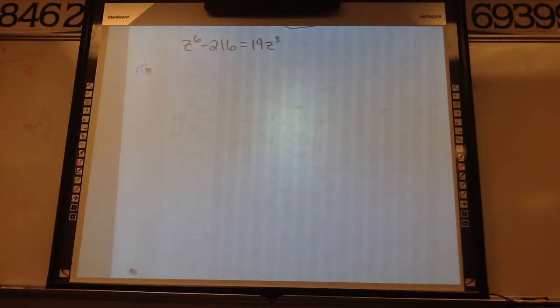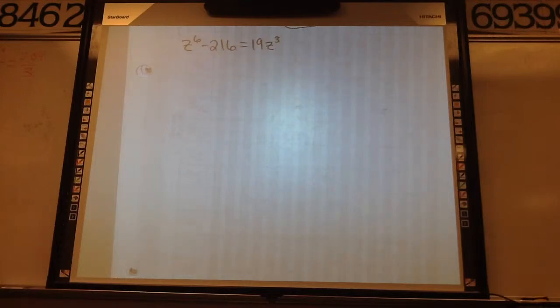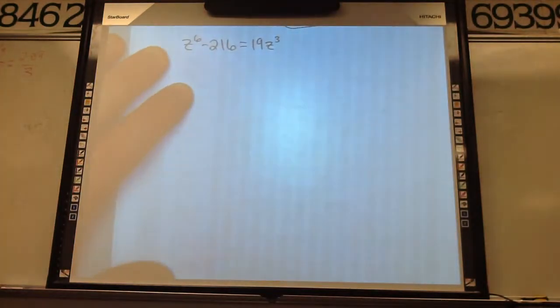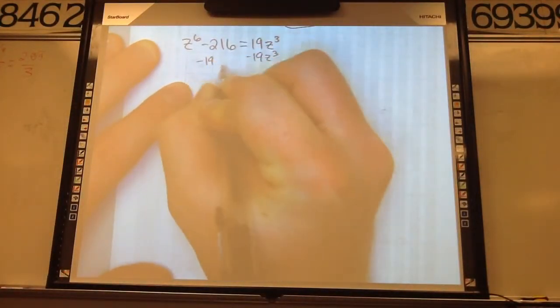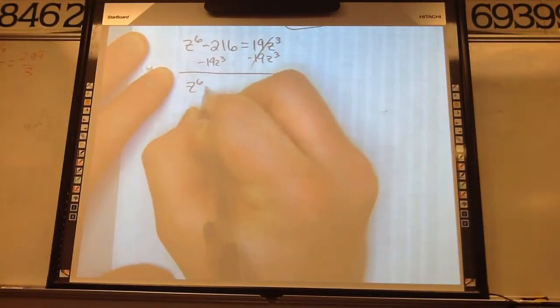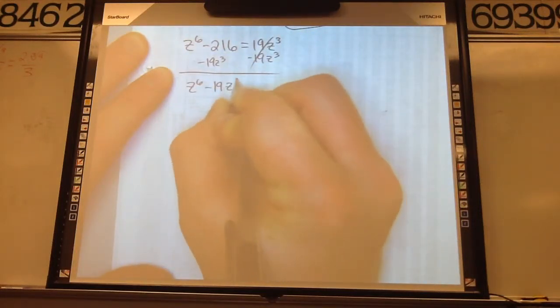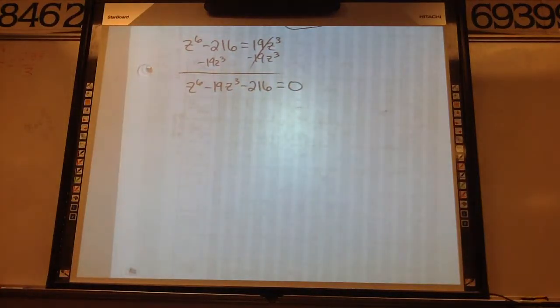Is 19 a prime number? No, it's not. But you're adding to 19. You're multiplying. Because you better get everything to 0 first, right? So which one goes first? 19 z to the third would go first, right? Negative 19 though. It would still go first. Minus it. That's 0, so you got z to the 6. Yeah, that's right.